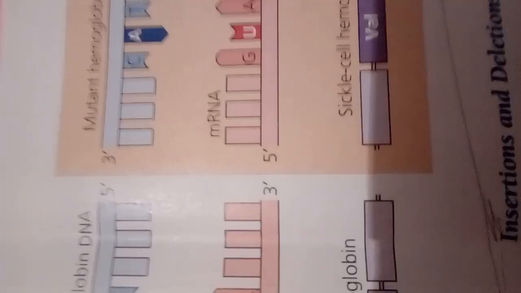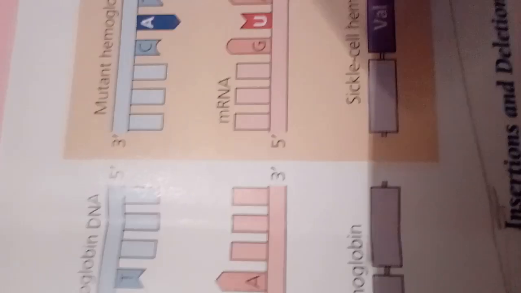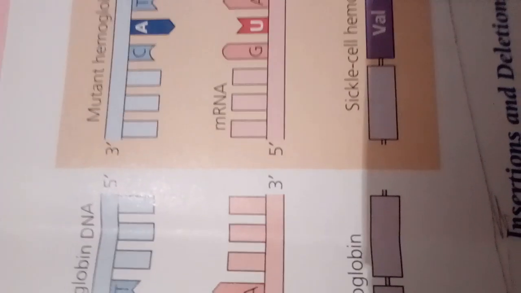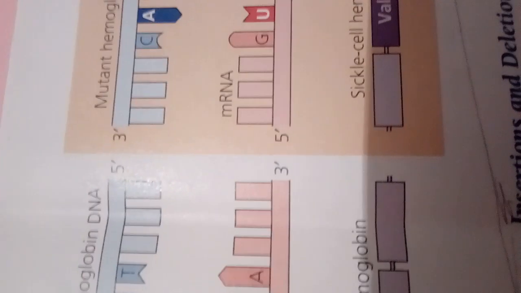Okay. Back to this one, the molecular basis of sickle cell disease, a point mutation. The allele that causes sickle cell disease differs from the wild type normal allele by a single DNA base pair.